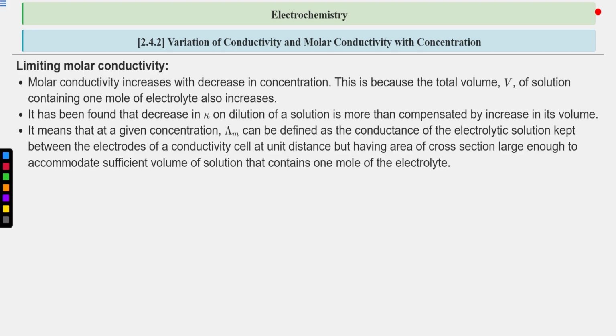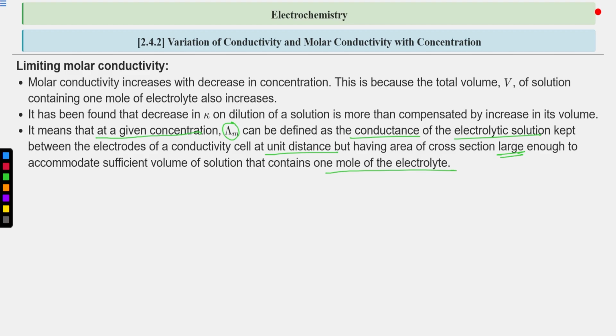It means that at a given concentration, the molar conductivity can be defined as the conductance of the electrolytic solution, which is kept between the electrodes of a conductivity cell at unit distance, but having the area of cross section large enough to accommodate sufficient volume of solution that contains 1 mole of electrolyte.